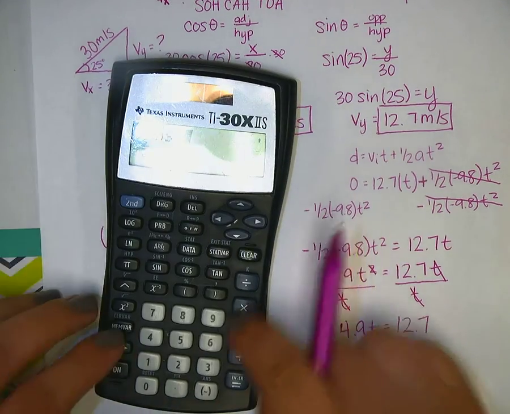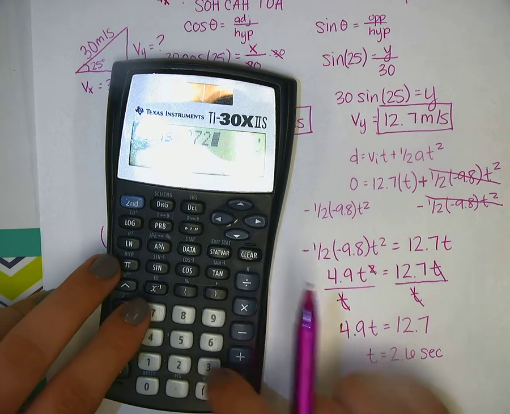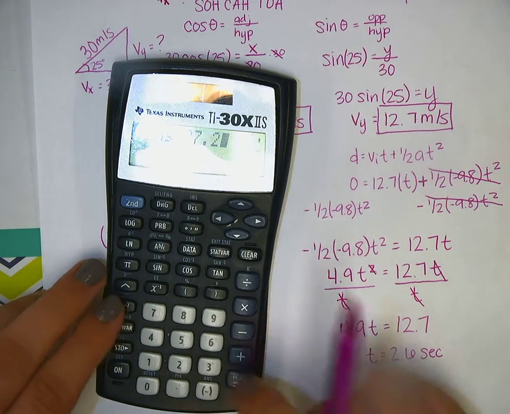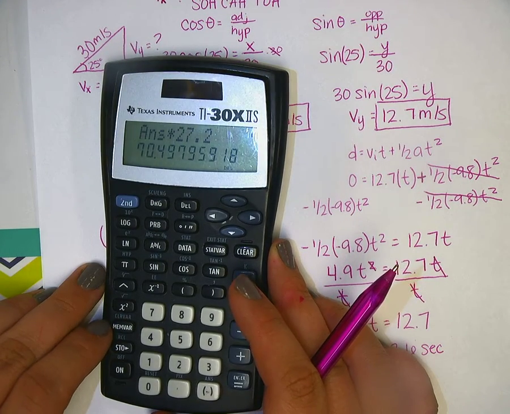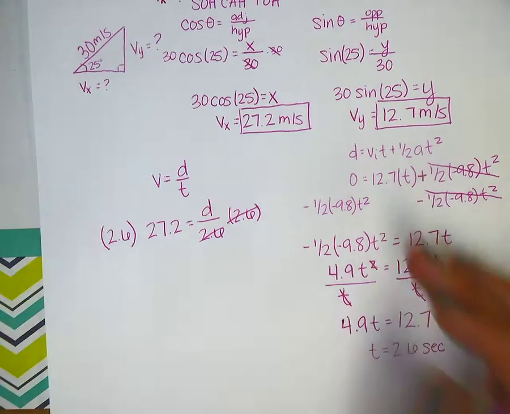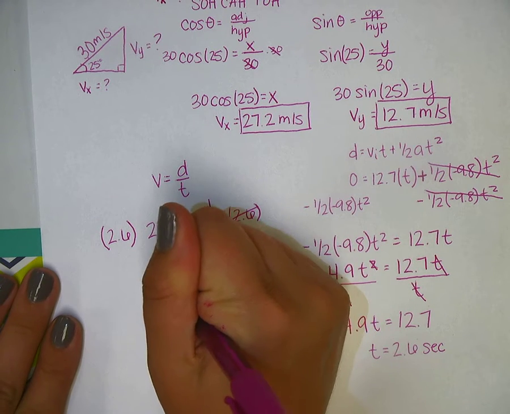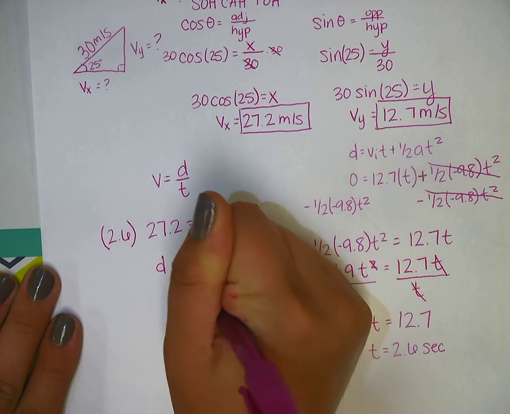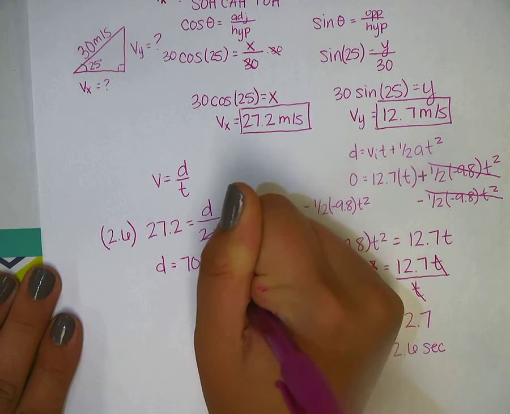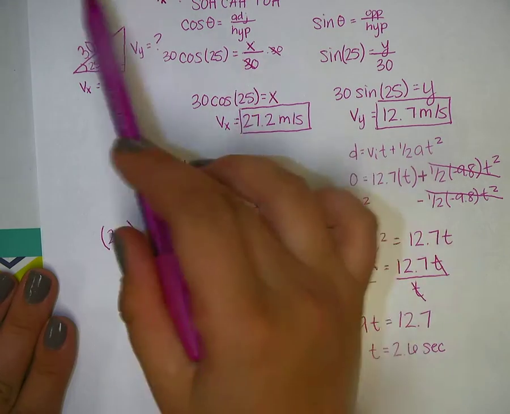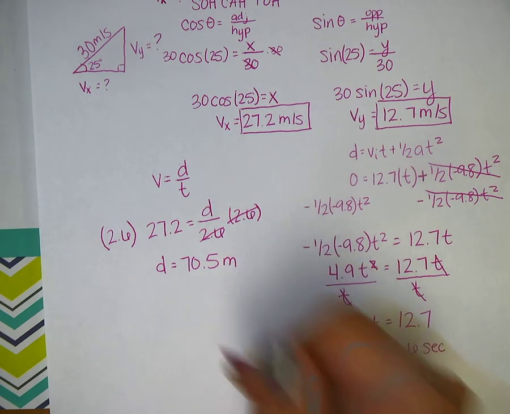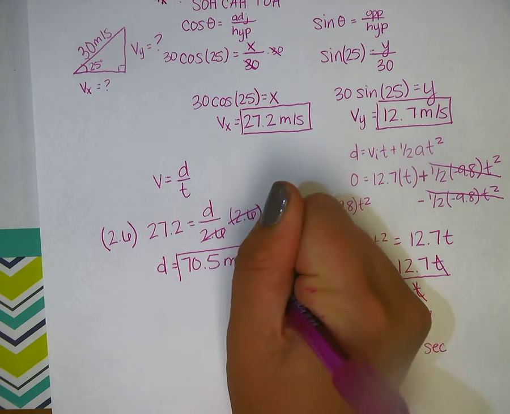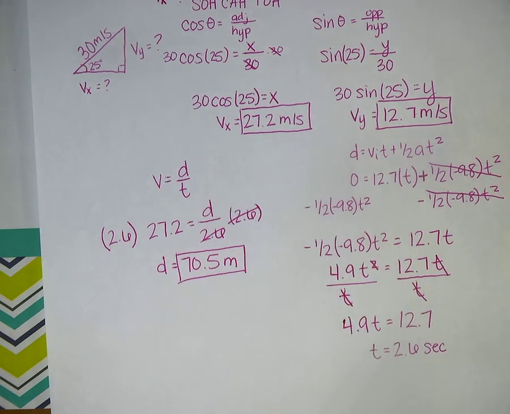2.6 times 27.2 is going to give us 70.5. And that's a displacement. So we had to move the ending ramp 70.5 meters away. And that's our answer, so we will put a box around it.